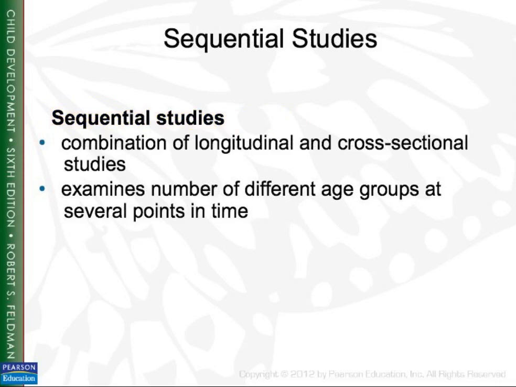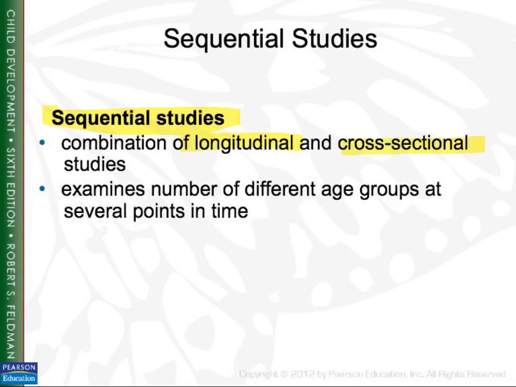Sequential research combines the best of both worlds of the longitudinal and the cross-sectional. So basically, it's over a shorter period of time, but with people at different ages. So you might have some 5-year-olds, some 10-year-olds, and some 15-year-olds, and you might follow each of those groups over a period of time that's shorter than longitudinal, but it's still a period of time, as opposed to cross-sectional.